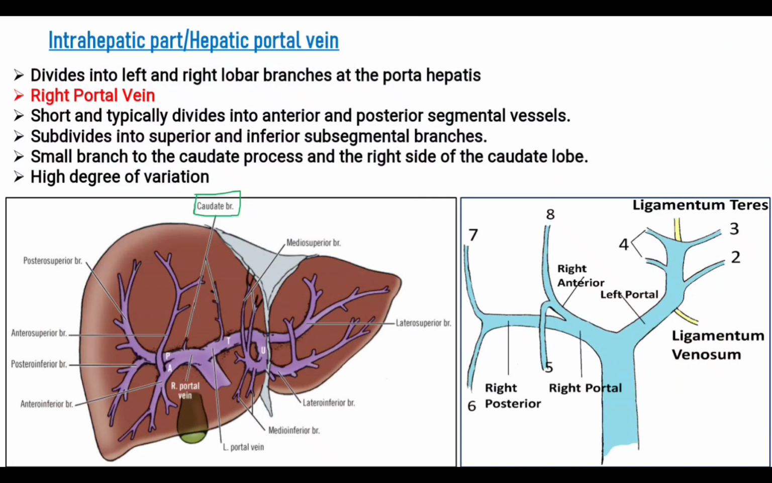Now let us see the intrahepatic part. On reaching the porta hepatis, the portal vein is divided into right branch and left branch. The right branch is short and wide, whereas the left branch is long and narrow. The right branch inside the liver divides into two divisions, anterior division and posterior division.